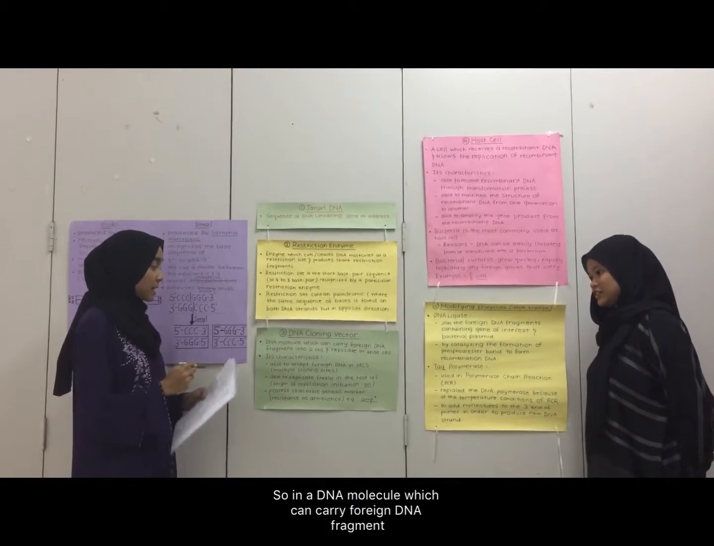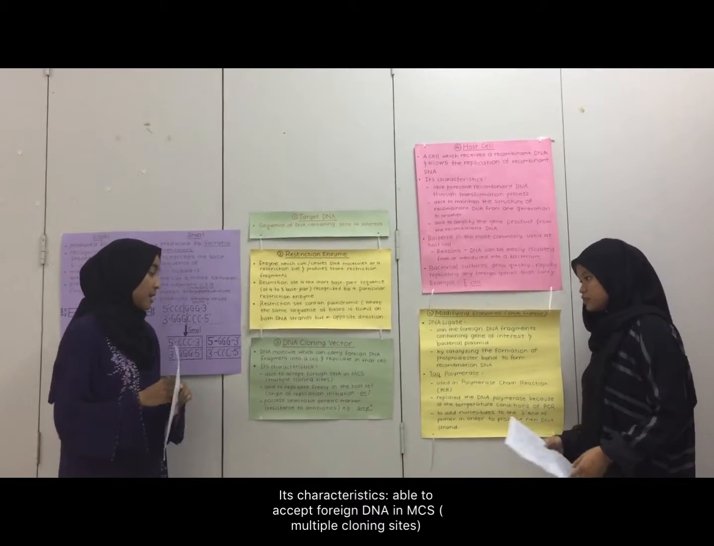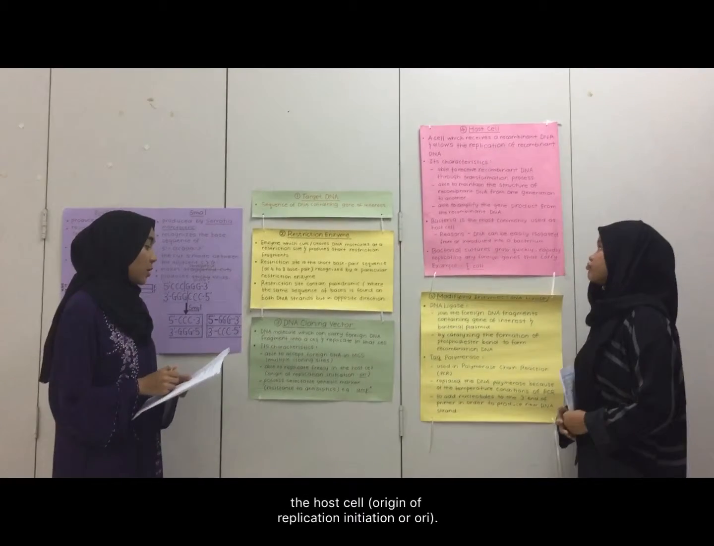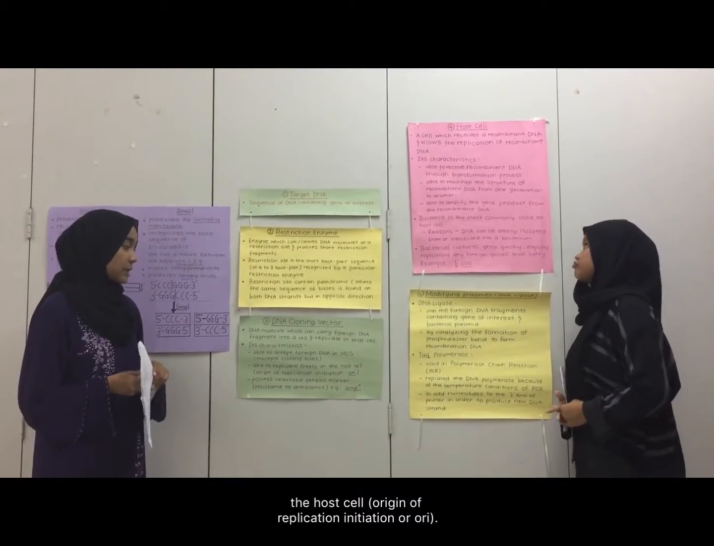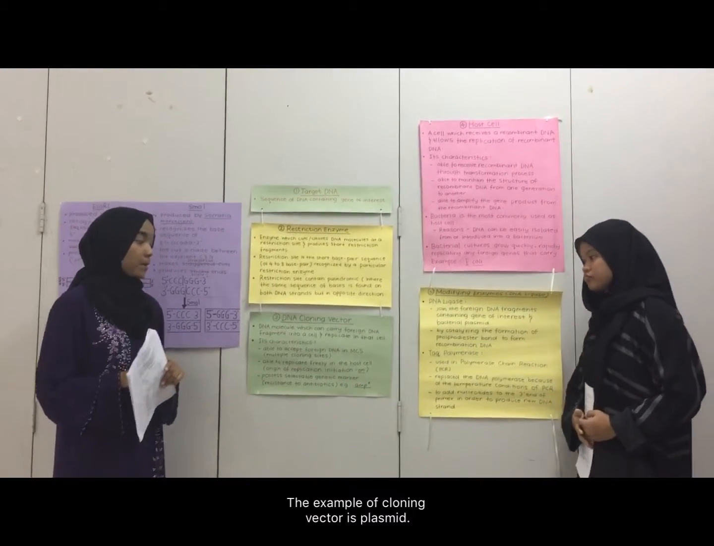A DNA cloning vector is a plasmid, a DNA molecule which can carry a foreign DNA fragment into a cell and replicate in that cell. Its characteristics: first, able to accept foreign DNA in the MCS, multiple cloning sites. Second, able to replicate freely in the host cell, with an origin of replication, or ORI. Third, it possesses a selectable genetic marker, so it will be resistant to antibiotics. The example of a cloning vector is a plasmid.